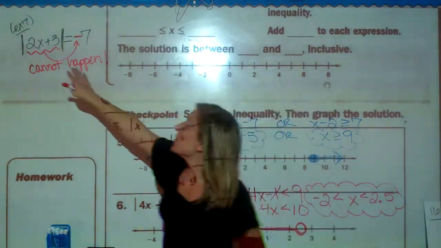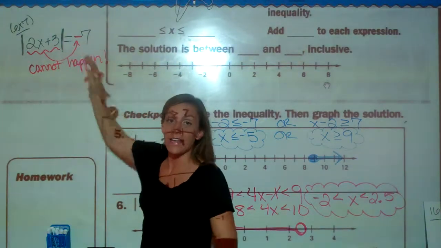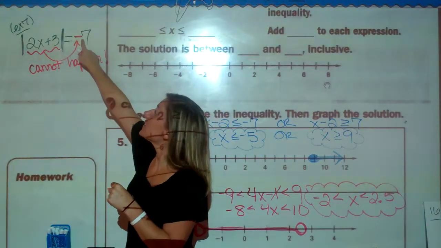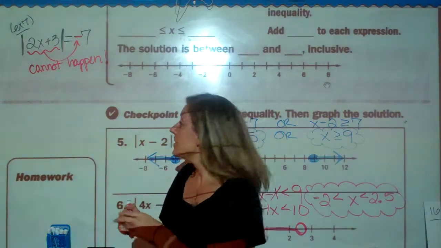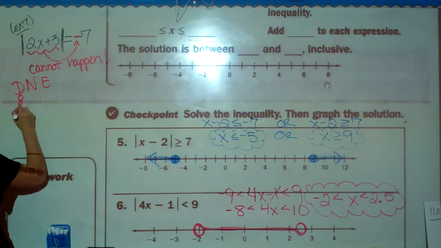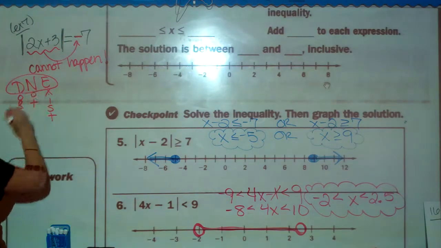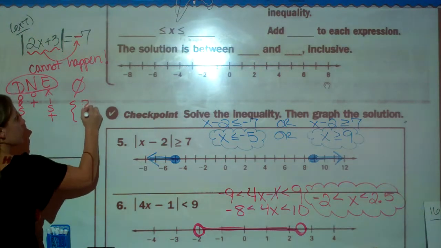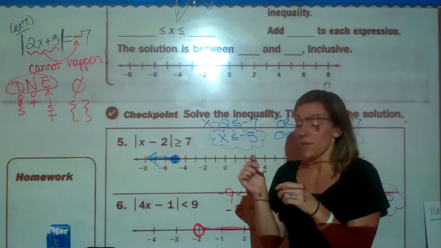So because you can't ever get a negative, you can't ever get an absolute value to equal a negative. Whenever you see that an absolute value equals a negative, that the original problem equals a negative, then you say DNE or does not exist. Okay? So DNE, or sometimes we use a symbol like this. That means empty set. Sometimes you'll see a symbol like this. Those are braces and they're empty, so it's an empty set. Okay? So that is something that you could see.